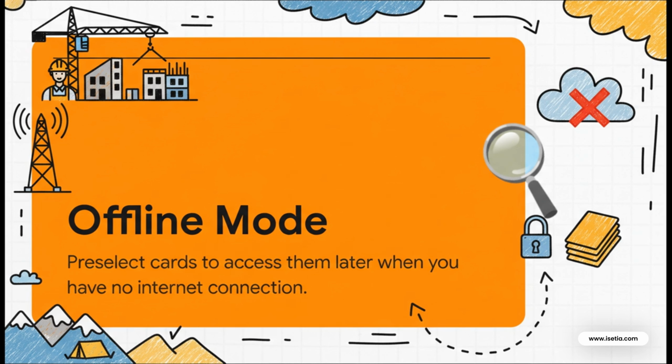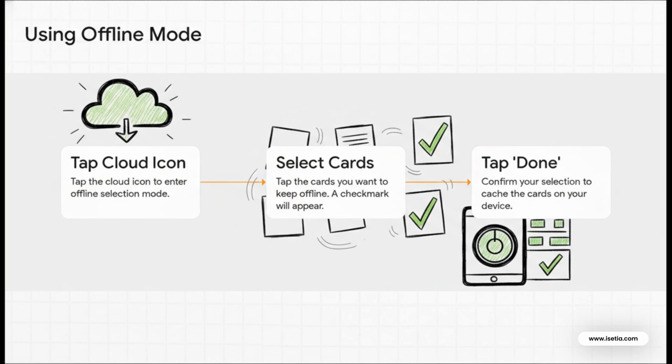Well, that's exactly what offline mode is for. It lets you preload all the cards you're going to need for the day before you head out, so you're never caught unprepared. And here's how you do it. While you've still got a connection, just tap that little cloud icon you see. Then you just go through and tap on all the cards you think you'll need. You'll see a little green check mark pop up on each one you select.